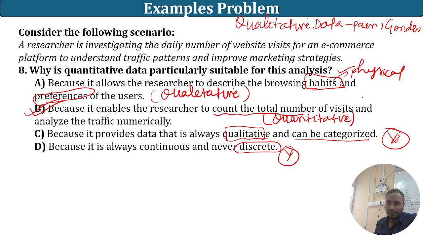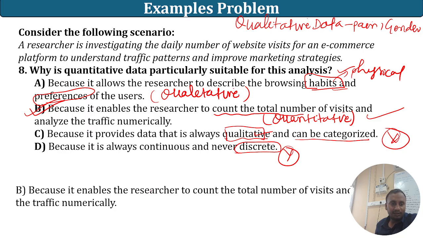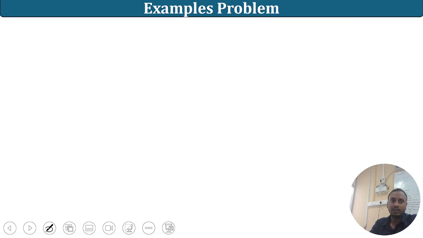First one, because it's qualitative itself, because habit is physical. Then because it enables the researcher to count, so it's going to be quantitative. It's again qualitative. We are not going to deal with the qualitative, and it's going to be continuous and never discussed. So we don't have a hard rule now. For this answer, it's going to enable the researcher to count the total number of visits and analyze the traffic numerically.